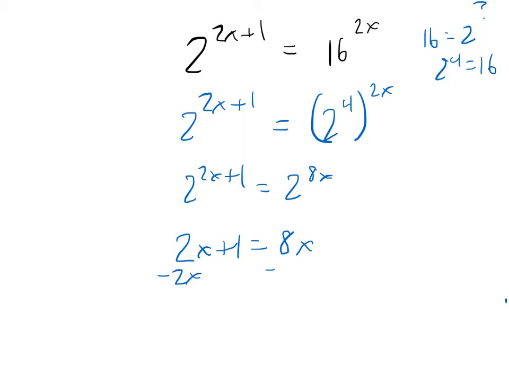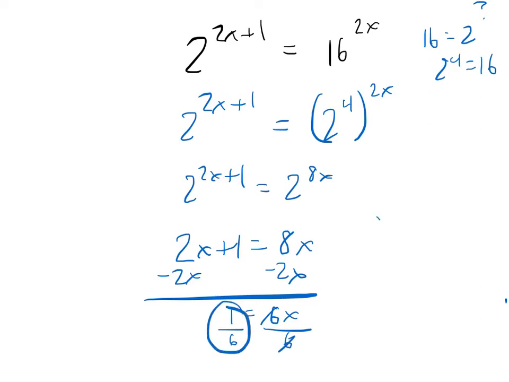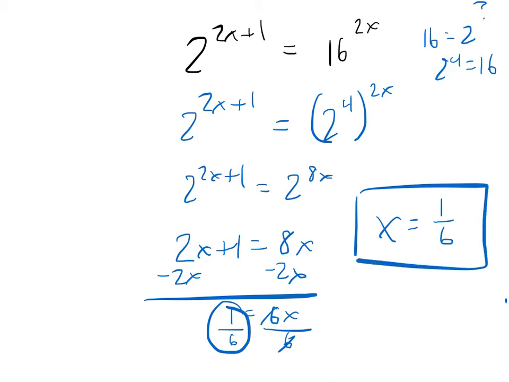So I can subtract 2x from both sides, get that 1 equals 6x, divide both sides by 6, and then figure out that x equals, so my 6 will cancel out, and then x will equal 1/6. So I know the answer to my equation here is that x will equal 1/6.